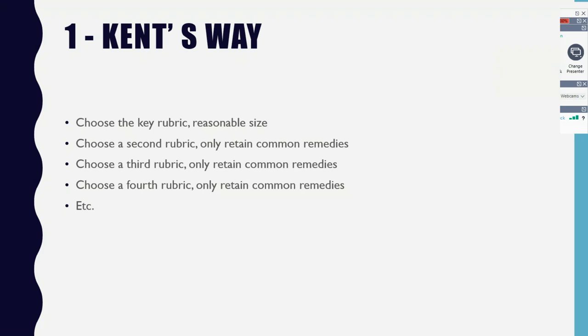I will give you a few examples. Kent, what did he do in the clinical cases in his lectures that are known? Well, he chose a key rubric of a reasonable size to start a repertorization. Then he added a second rubric and retained only the common remedies. Then he did the same with the third rubric. So if he started with, say, 50 remedies, adding the second rubric trimmed them down to 45, then to 32, then to 21, then to 16. And like this, he trimmed down the number of remedies by eliminating step by step the remedies that were not in common. This was the way Kent was repertorizing.